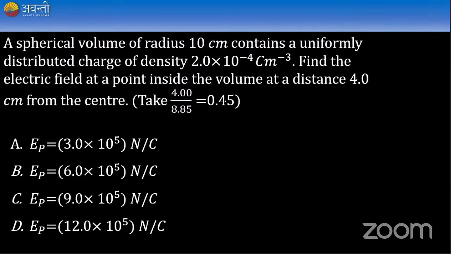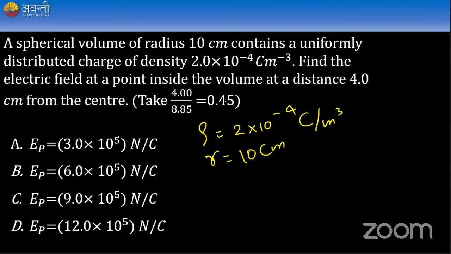A spherical volume of radius 10 centimeter contains uniformly distributed charge of density. What is given? Charge density rho is given. Rho is 2 into 10 power minus 4 coulombs per meter cube. And radius of the sphere is given. Now what is volume? V is equal to what? You have to find that first. Then find the electric field at a point inside the volume at a distance 4 centimeters. So if capital R is 10 and small r is 4 centimeter, find my electric field. You could directly try to substitute the values in the given equation, or you could try to derive again. If you remember, please try to apply it.